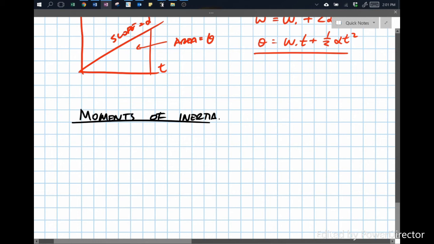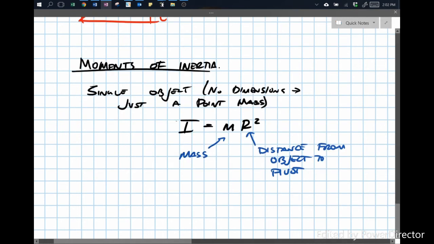But we don't always just use single objects. There are a few that you just need to know. And if I'm saying you just need to know it, I'm probably going to test you on that. Hint. So we have a rod at its center, a rod at its end. A rod at its center is 1/2 ml squared. A rod at the end is 1/3 ml squared.